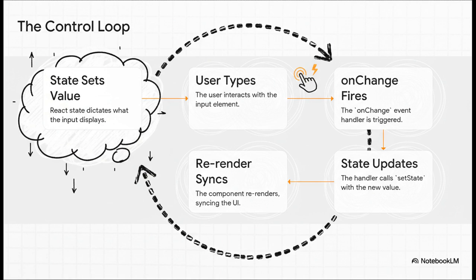And what you're seeing here is this constant feedback loop in action. React's state sets the value. The user tries to type something. That fires an onChange event. We use that event to update the state in React, and then the component re-renders. This cycle repeats on every single keystroke. It's a very predictable, two-way data flow.